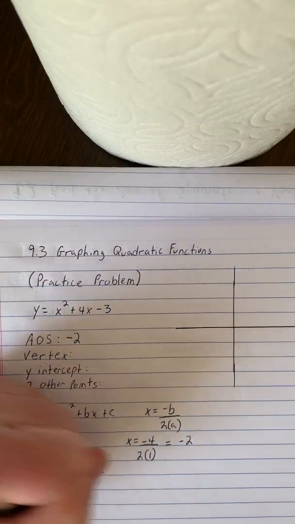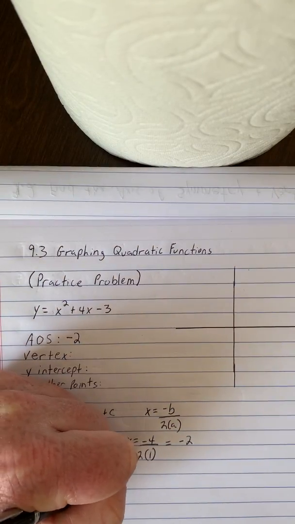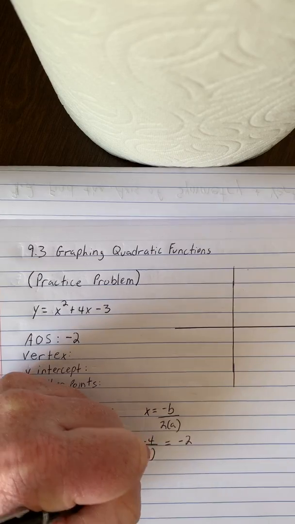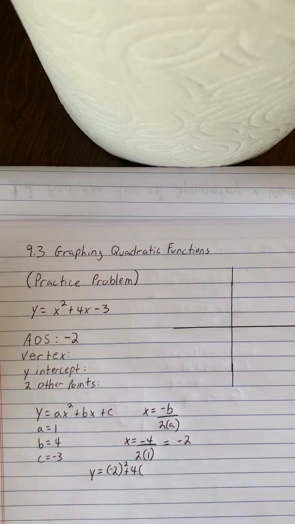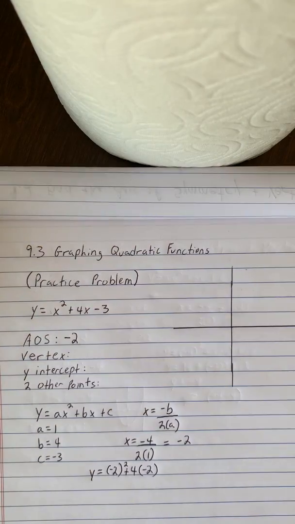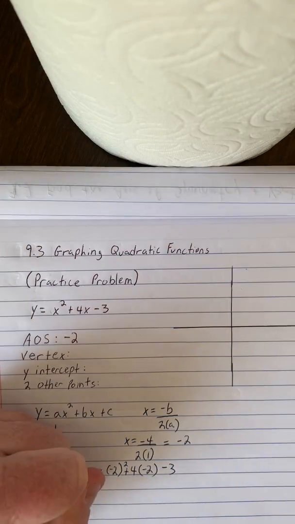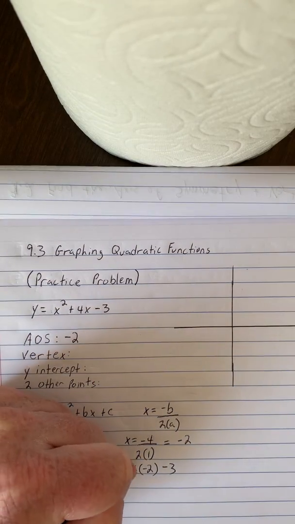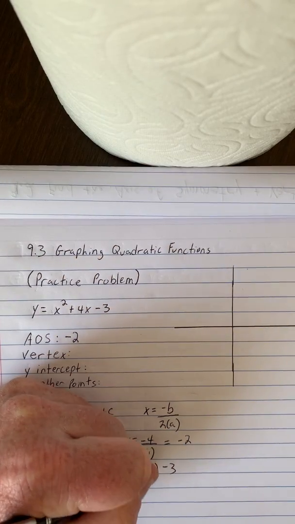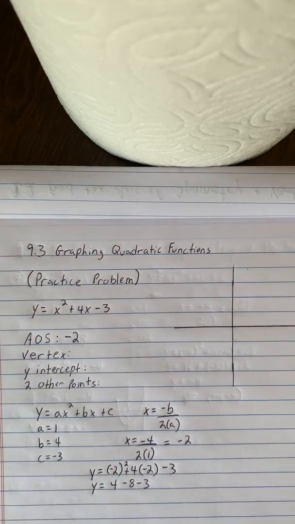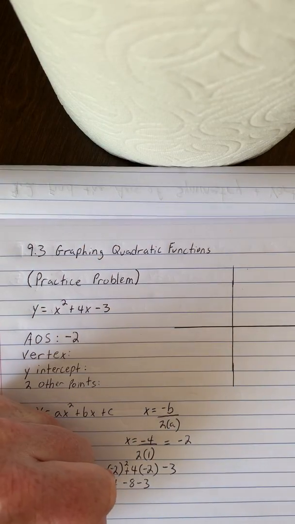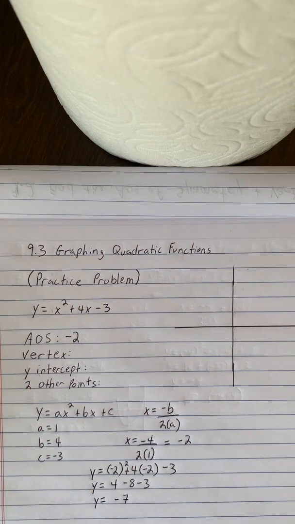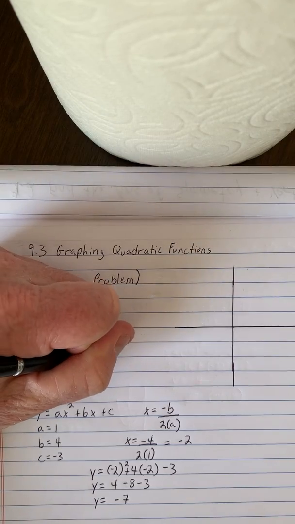Y equals -2, use your parentheses, squared, plus 4 times -2 minus 3. Okay, go to work. Y equals 4, a negative times a negative is a positive, -8 minus 3. 4 minus 8 is -4, and -4 and -3 is -7. Everybody, our vertex is -2, -7.